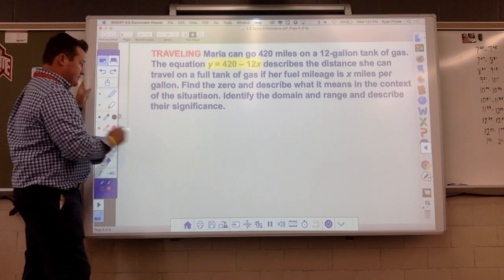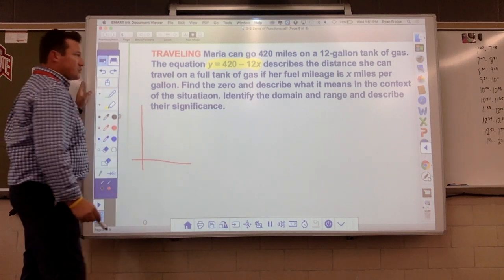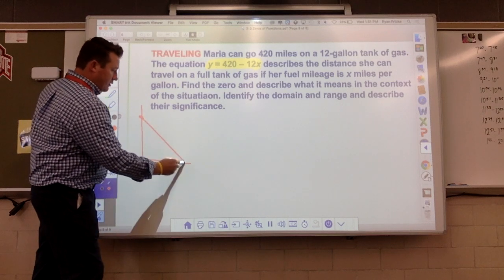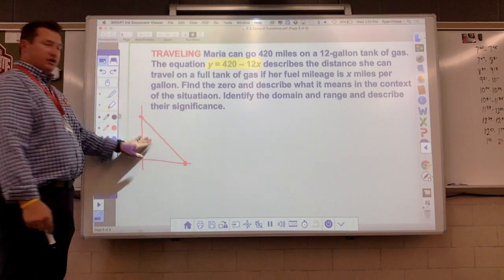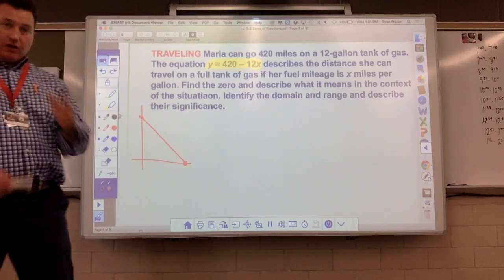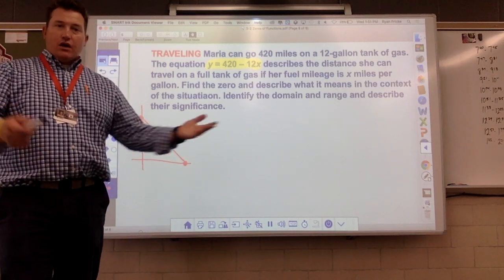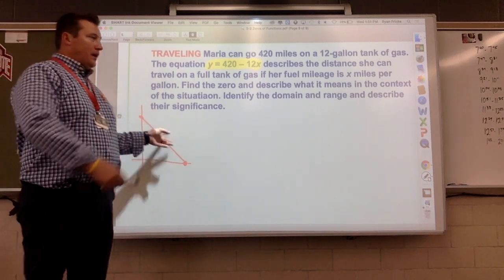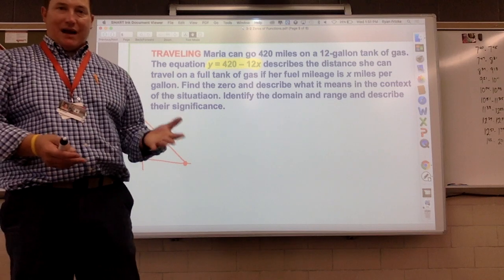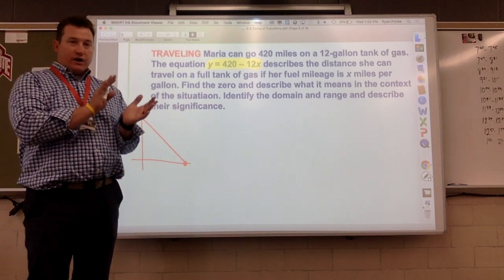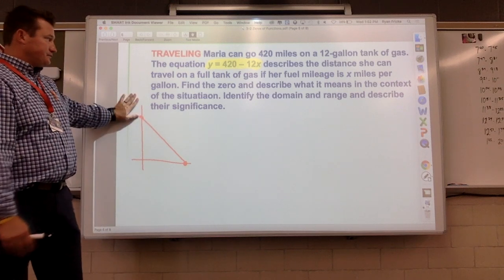If we were to graph this, here's what it looks like. We're going to start all the way up here, and it's just going to go down here. Notice, I only put quadrant 1 in here. Why did I only do quadrant 1? Because, look, guys, we can't have a negative miles traveled or a negative amount of gas in this car. So quadrant 1 is the only quadrant that makes sense.